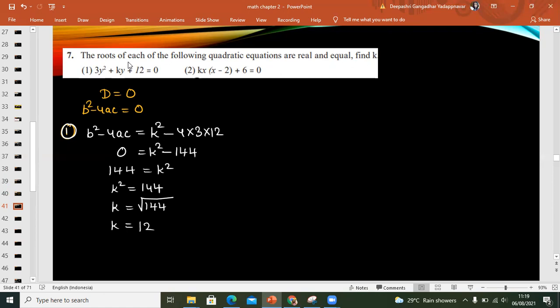When you are putting the root sign, we can say that it is a plus or minus sign. So it is plus or minus 12. k can be either positive 12 or it can be negative 12. Next question.